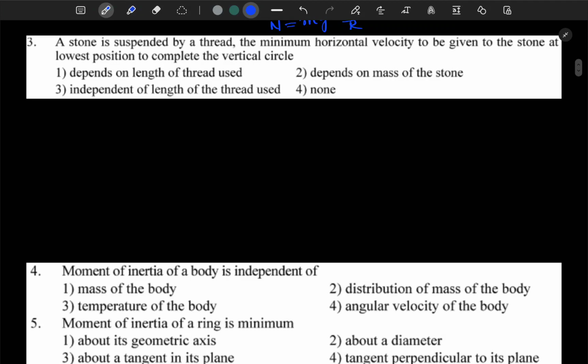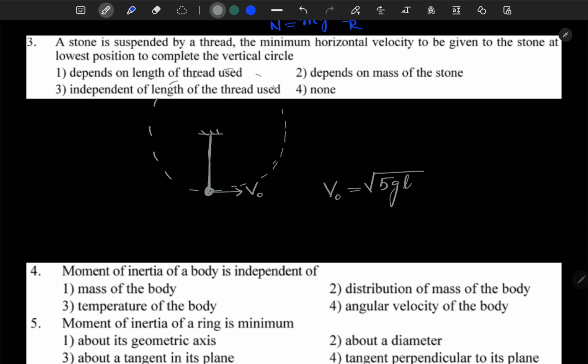A stone is suspended by a thread. What is the minimum horizontal velocity that should be given to the stone at the lowest position to complete a vertical circle? We have studied in vertical circular motion that a mass suspended vertically has to be given some velocity v0 so that it completes a vertical circle, and that velocity is v0 equal to root 5 gl. So if you observe, it depends on the length of the thread. Of course, it also depends on the acceleration due to gravity g, and that's it.